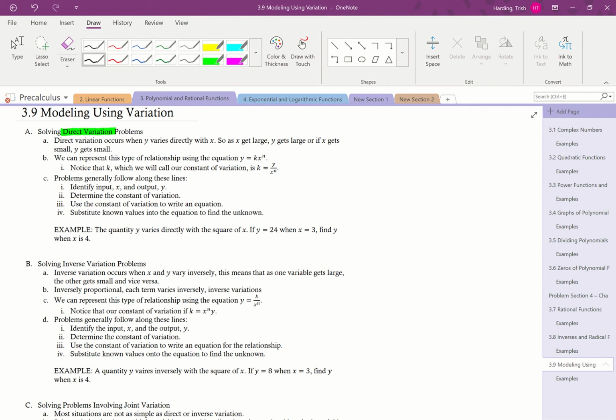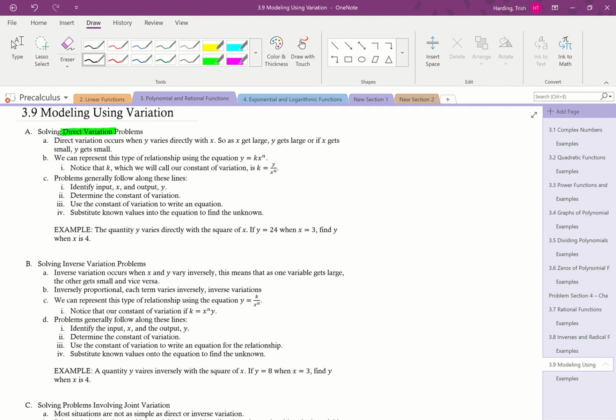I mean, it's not like babies are born 6 feet tall and then they get smaller and smaller and smaller. Not the way it works. Babies are born very small, and as their age increases, their height increases. So that would be like direct variation.